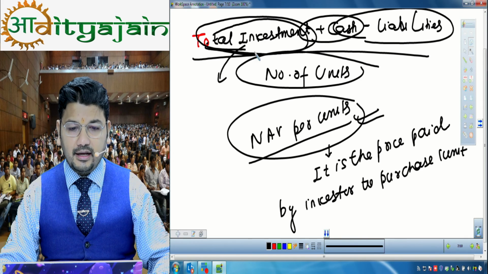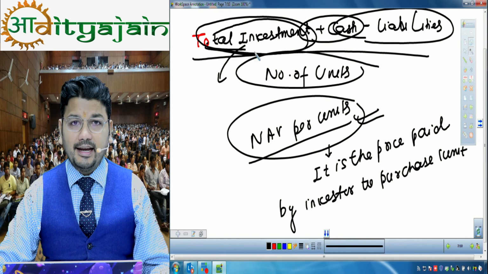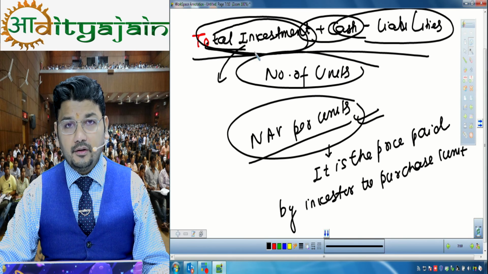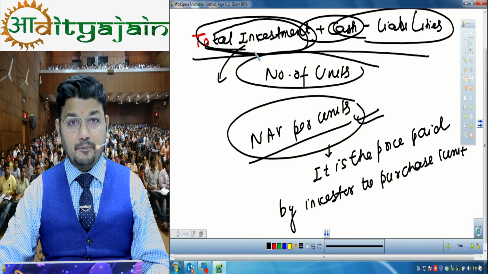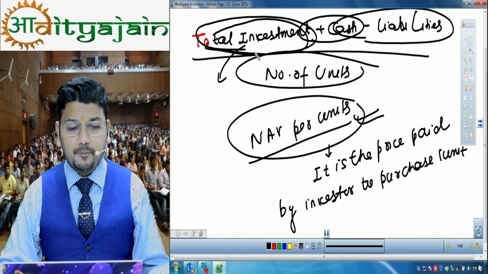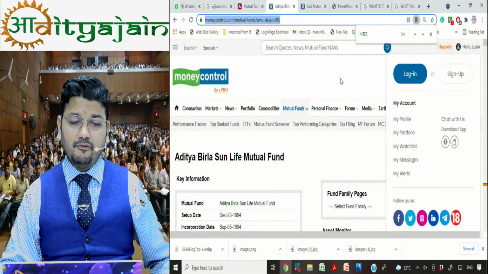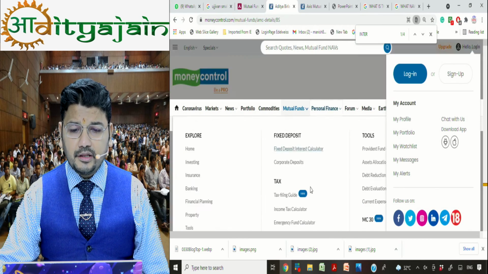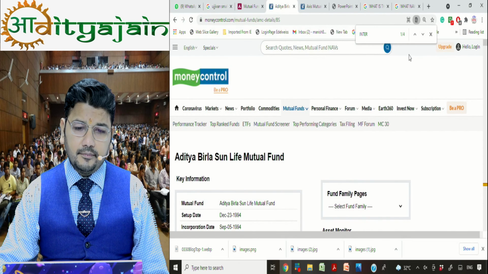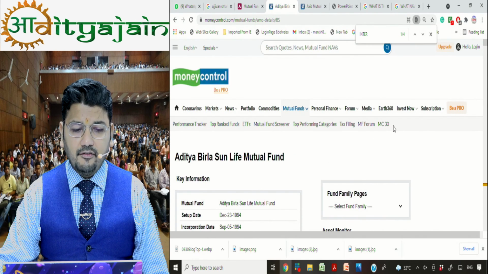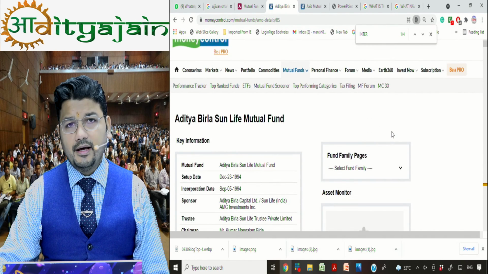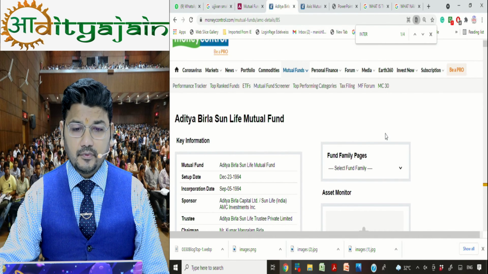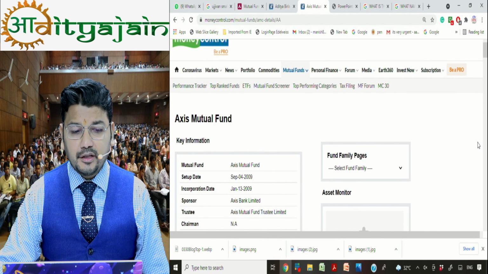Fine. Now let's check how we can determine, how we can locate NAV. These are calculated by many websites and also individual websites of companies. One such website is moneycontrol.com. In moneycontrol.com, I have given you a screen image of Aditya Birla Sun Life Mutual Fund, and there is again a screen image of Axis Mutual Fund.